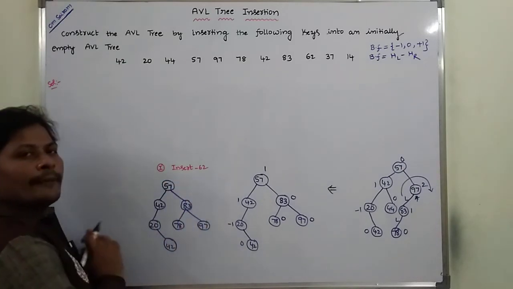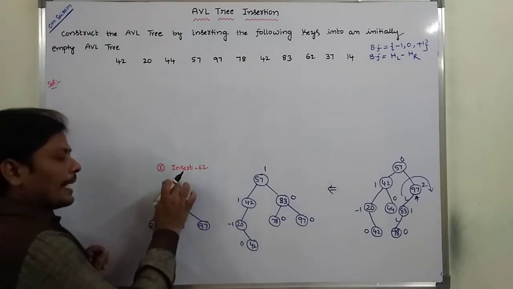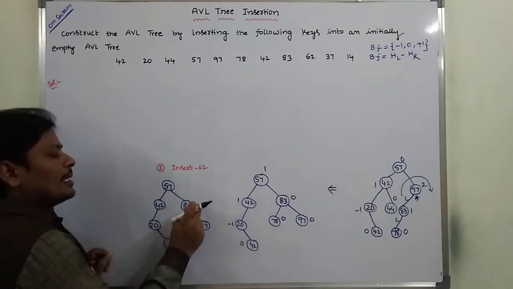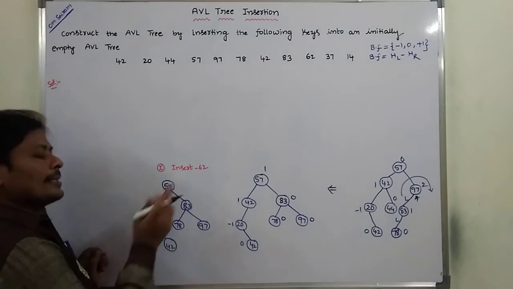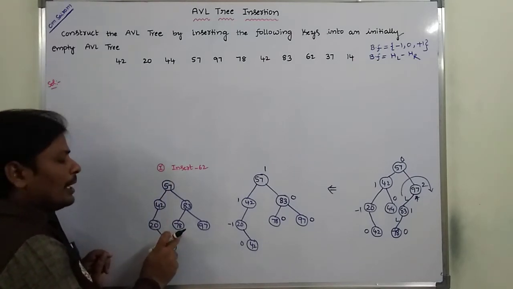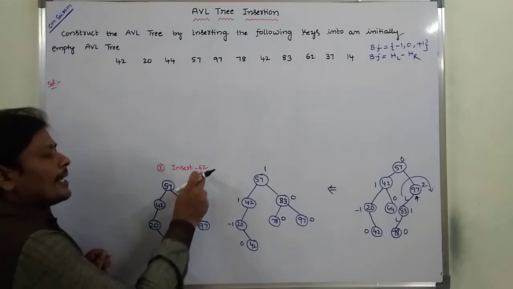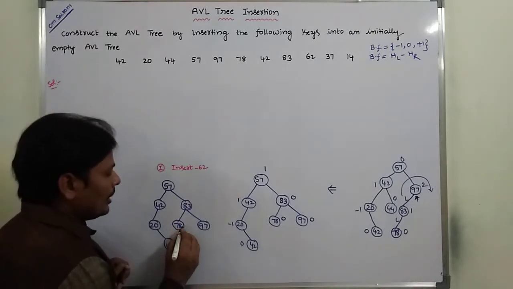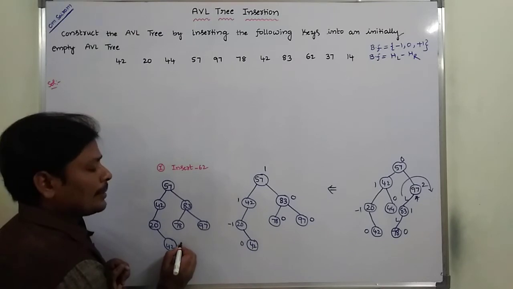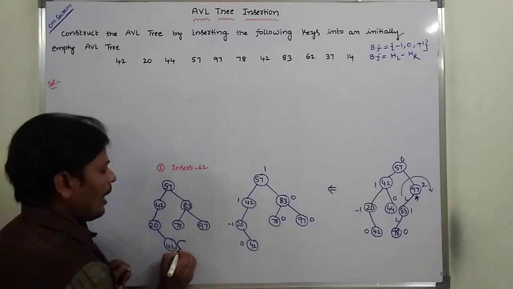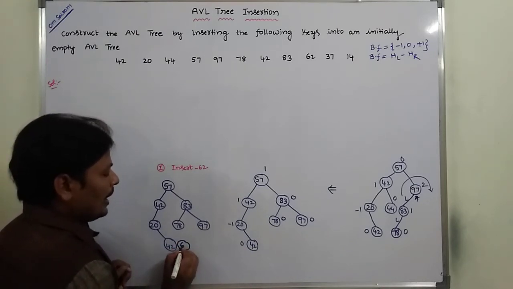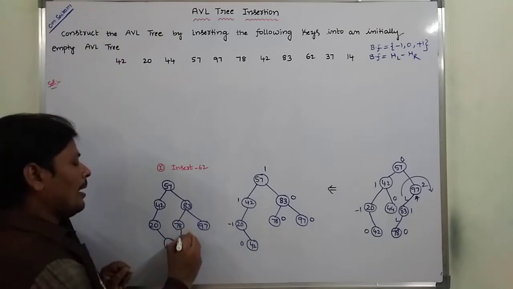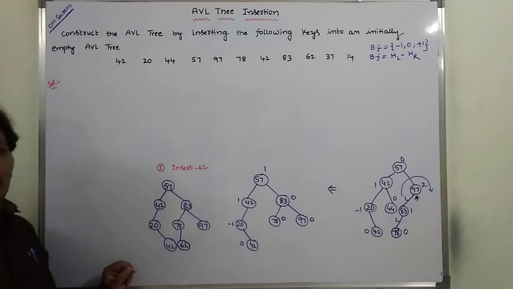62 is compared with 57, so it is greater. Go to the right subtree. Here 83 is there. 62 is compared with 83, it is lesser. Go to the left subtree. Here 78 is there. 62 is compared with 78, so 62 is lesser. Go to the left subtree. Here the left subtree is empty, so we have to create a node and insert the value 62. Now 62 is the left child of 78.